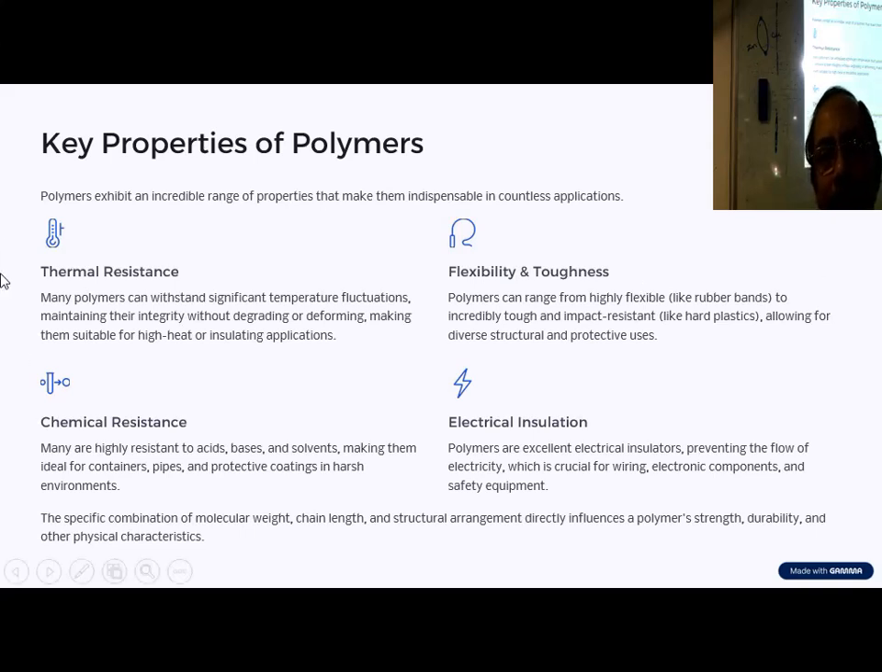So these are the properties required, but you don't get all good properties in one polymer. Some polymers are utilized for a particular purpose: sometimes we need thermal resistance, sometimes chemical resistance, sometimes toughness, sometimes flexibility, sometimes electrical insulation, depending on our requirement.